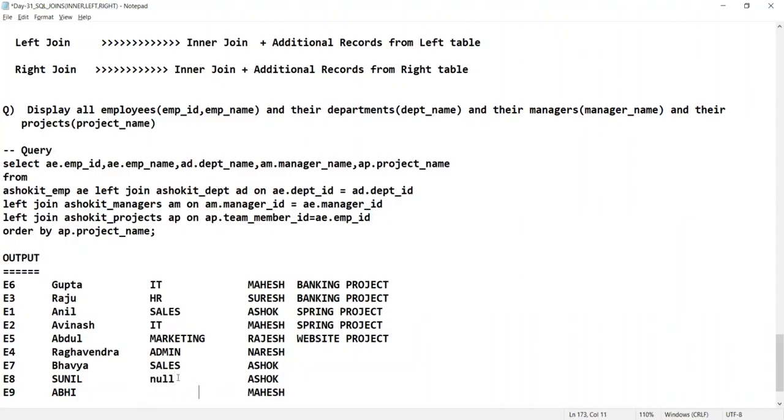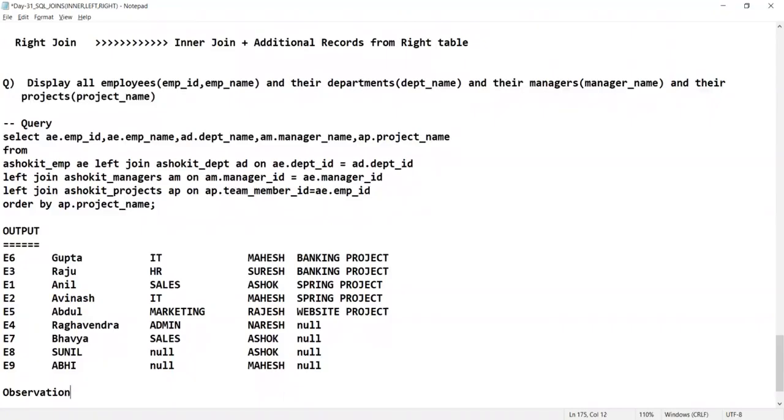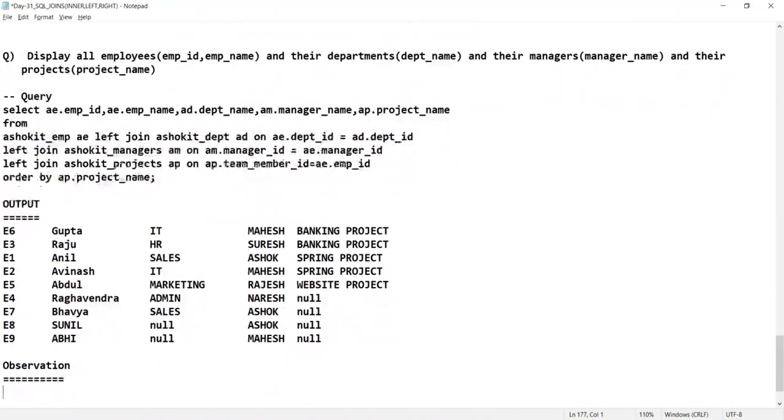Okay. Those are null values. Null, null, null, null. Observation, sir. So what is the observation, sir? The four employees are not working on any project, sir. That is the first point.